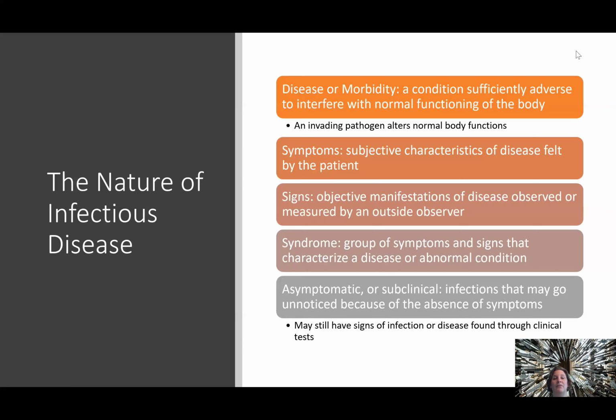Now, we can also have disease and be either asymptomatic or subclinical. So basically, you're infected, but there's an absence of symptoms. Now, if we were to go through specific clinical tests like blood tests that look at white blood cell numbers, or, if we're talking about strep, if you had a throat culture done, there may be signs of infection, but you don't have the symptoms that you would expect if you had that disease.